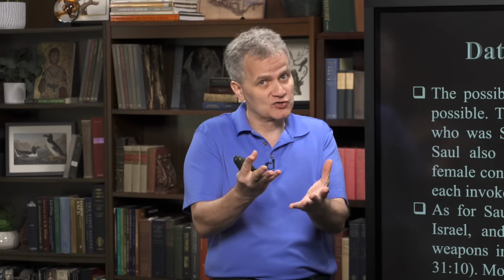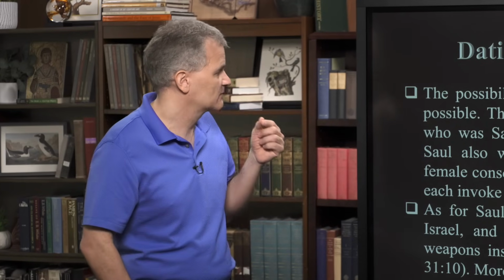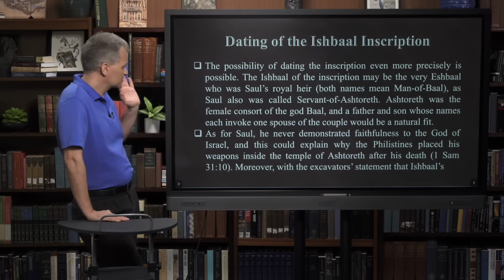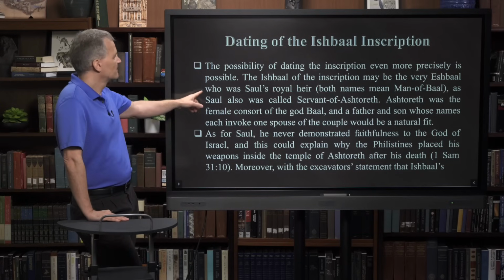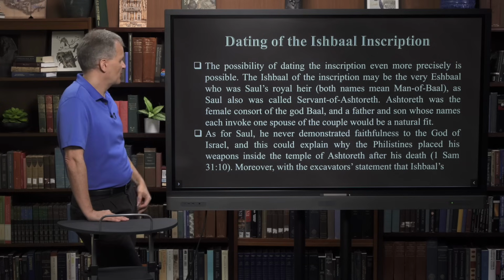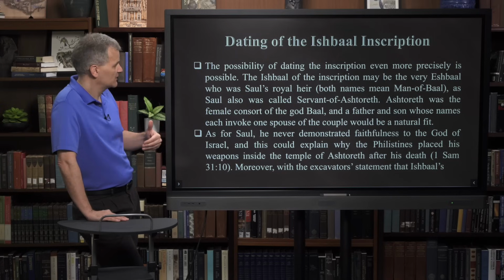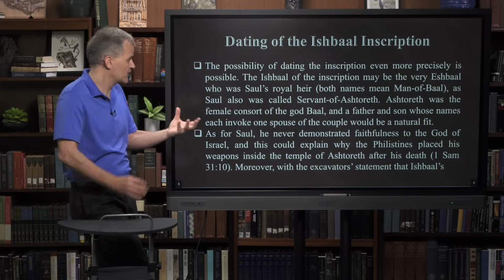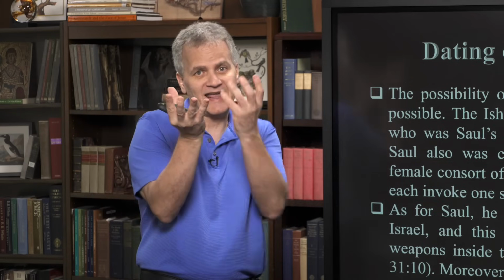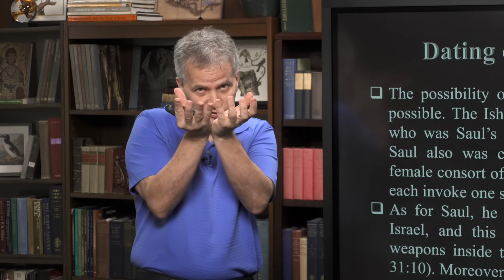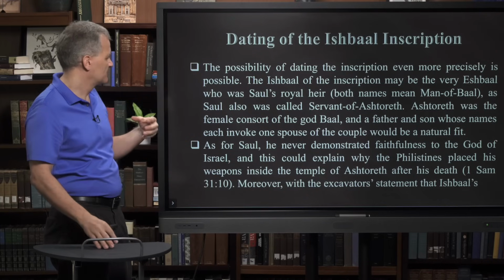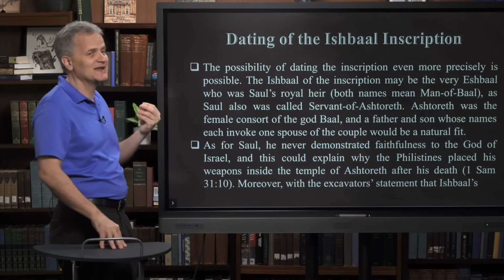What would make us say that? There's strong reason to suggest that possibility. Not to demand it, to say it's a very good possibility, if not likely. The Ishbaal inscription may be the very Ishbaal who is Saul's royal heir, both names mean man of Baal, as Saul also was called servant of Ashtoreth. Ashtoreth was the female consort of the god Baal, and a father and son whose names each invoke one spouse of the couple. So Baal, the storm god, and his consort, Ashtoreth, the two in pair. So it invokes one spouse of the couple. That would be a natural fit.